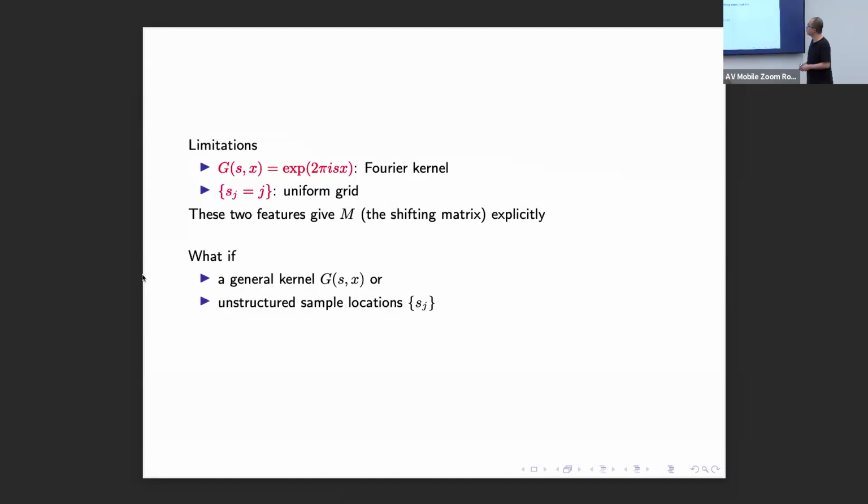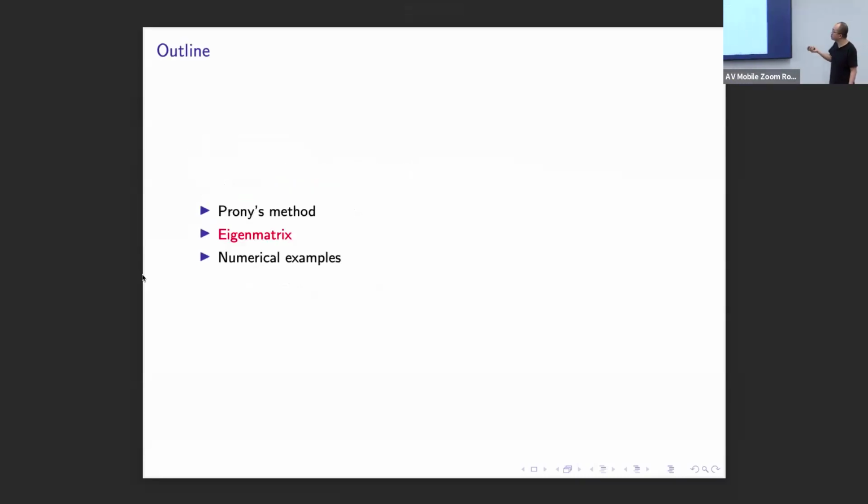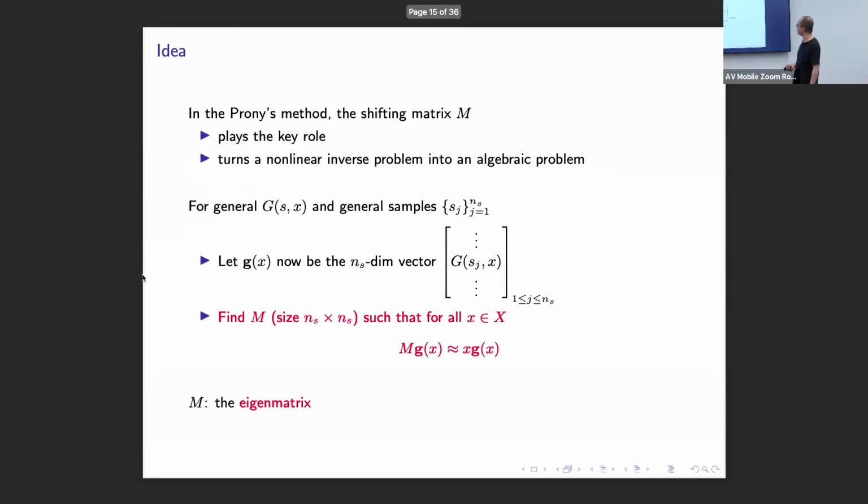Okay. So the question is, what if I have a general kernel? And what if my grid locations are unstructured? What should we do? So this is a new method which we proposed a while ago. It's called the eigenmatrix approach. And the eigenmatrix, you will see, is going to play the role of this shifting matrix that I wrote down over there.